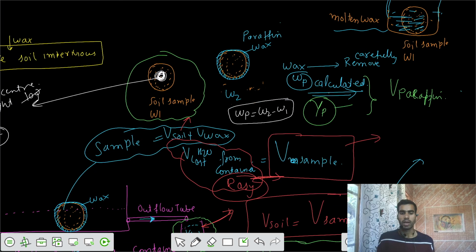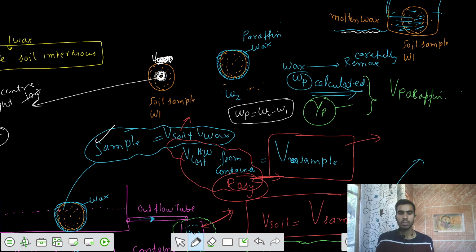So we have a soil of volume V, capital V, and it has some weight W1 of soil sample. After that we dip it into molten wax, so that it now has some weight W2 because of the paraffin. So the weight of paraffin is the difference, W2 minus W1. That's your Wp.